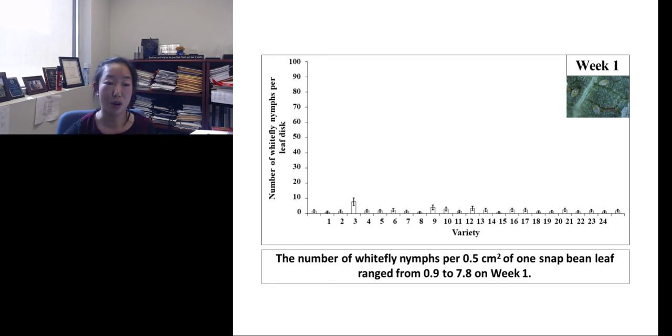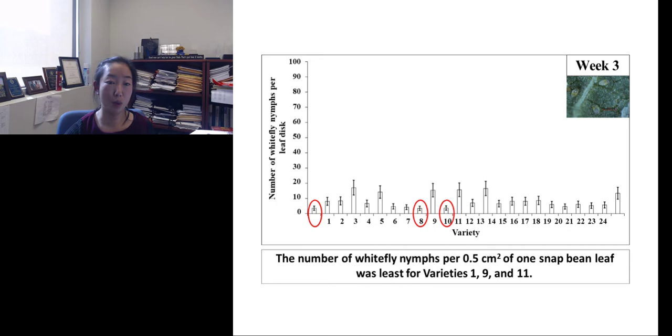And it's the same thing for week two. And for week three, we can see the number of whitefly nymphs increased, and we can see significant differences among the varieties. For variety 1, 9, and 11, the number of whitefly nymphs was least. I think there's something different for the figures, but you can see that from the text.